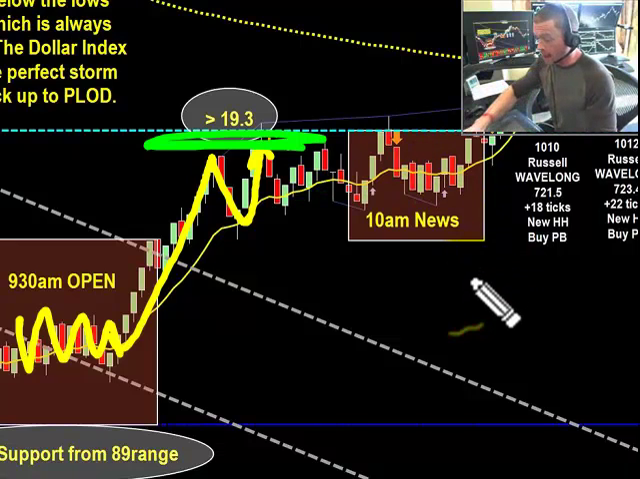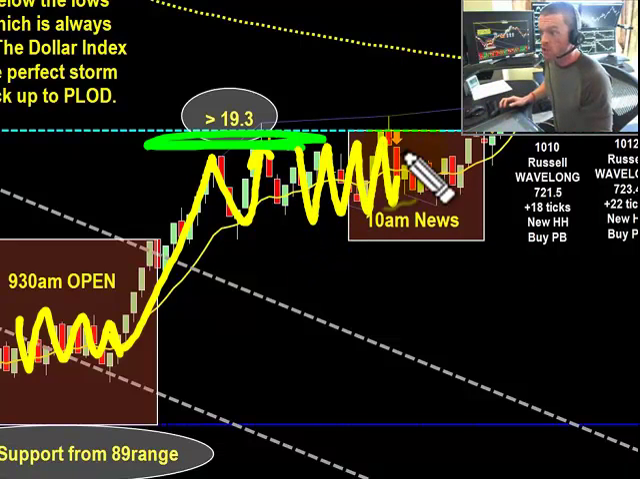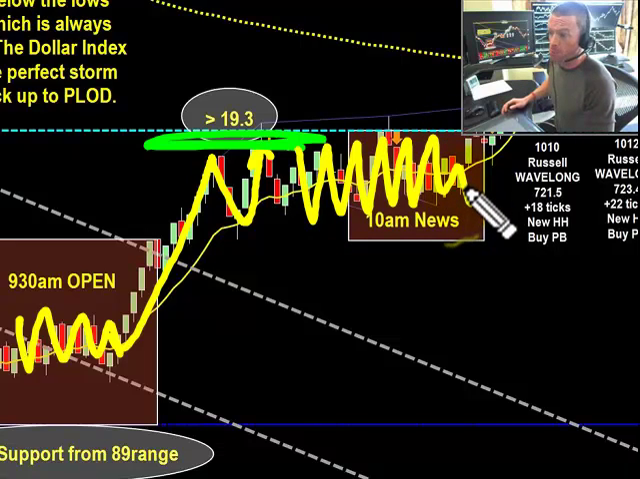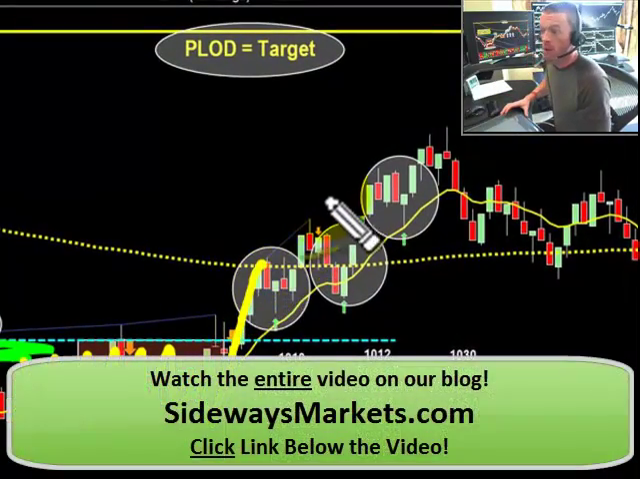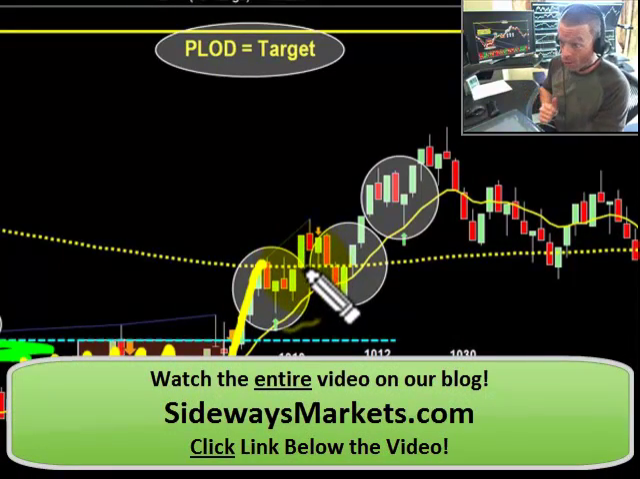So of course, we chop around here through 10 o'clock news. 10 o'clock news came out, and what do we get? It was bullish for the dollar, which was surprising. We saw rising prices, but we didn't care at the time. We saw price jump up, make a new higher high. Now we're in a position to buy.